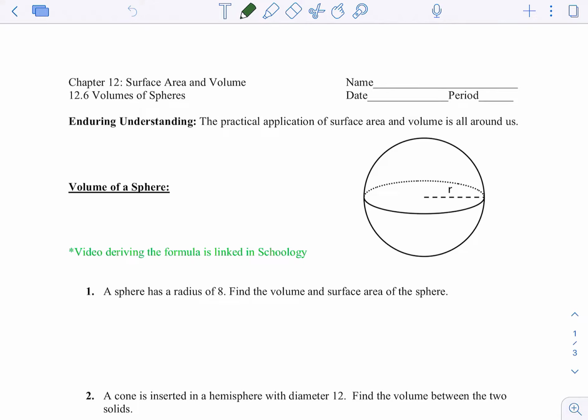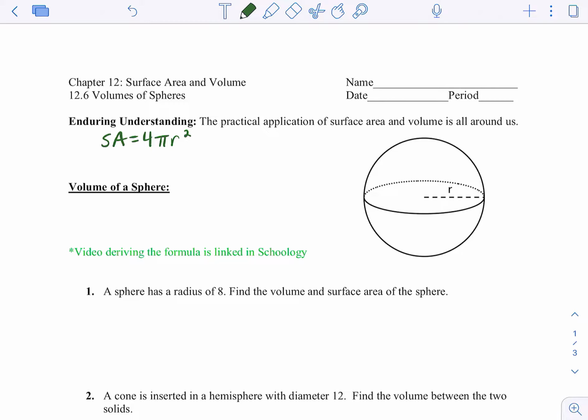Last section of chapter 12 on surface area and volume, we're going to talk about the volume of spheres. If you remember, when we talked about the surface area of a sphere, it didn't have any lateral area. It came out to be 4 pi r squared. The only measurement we have is the radius, so we have to relate that with pi r squared. And then it comes out that relationship is 4. So remember that area units are always squared.